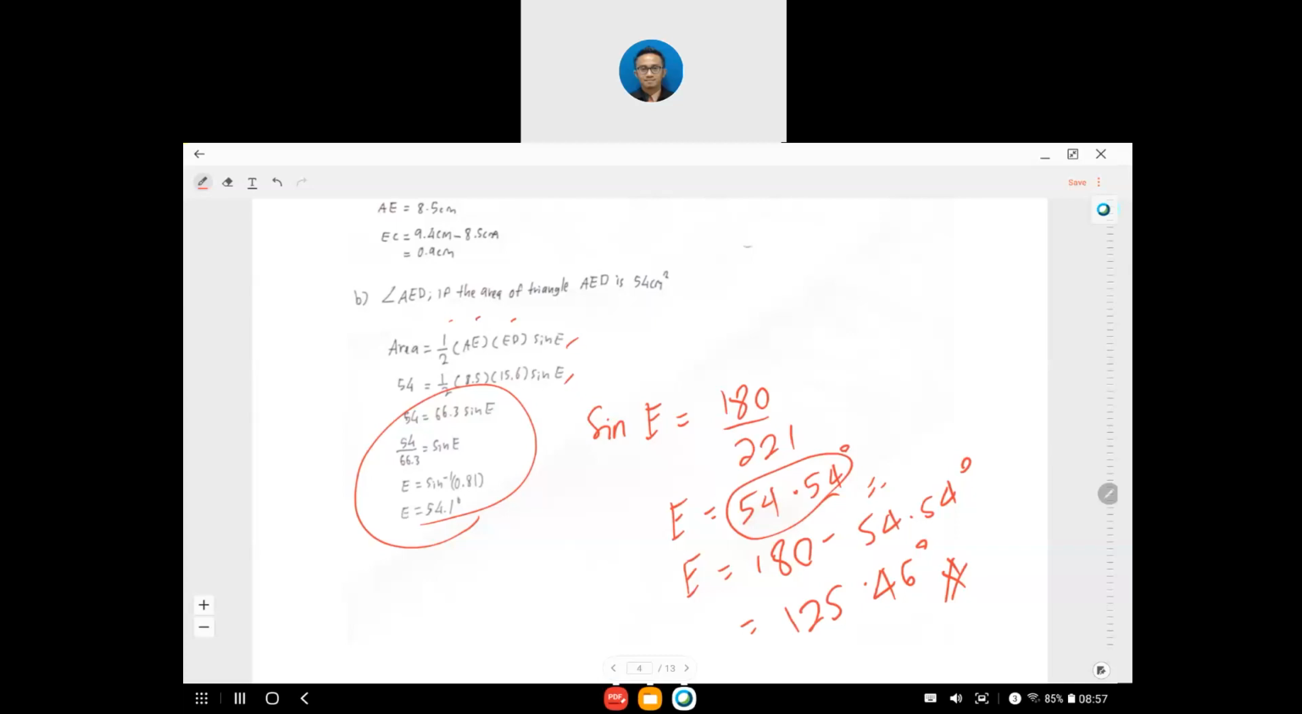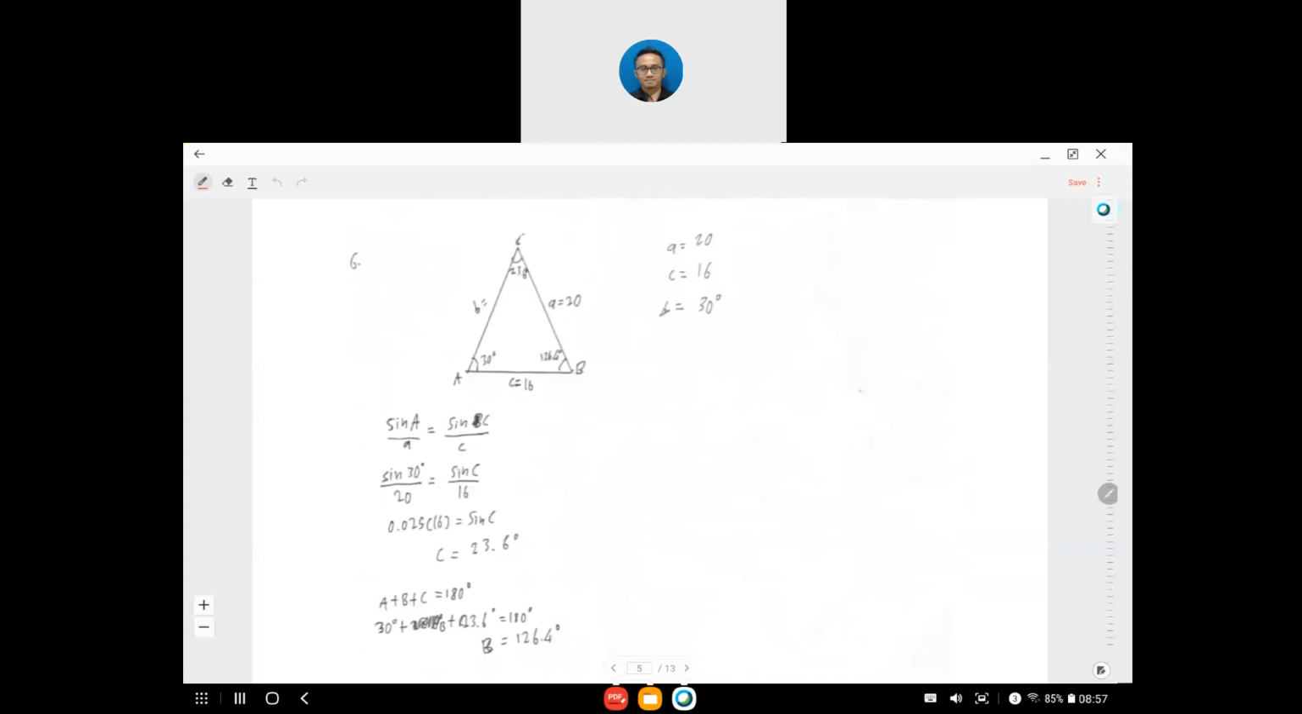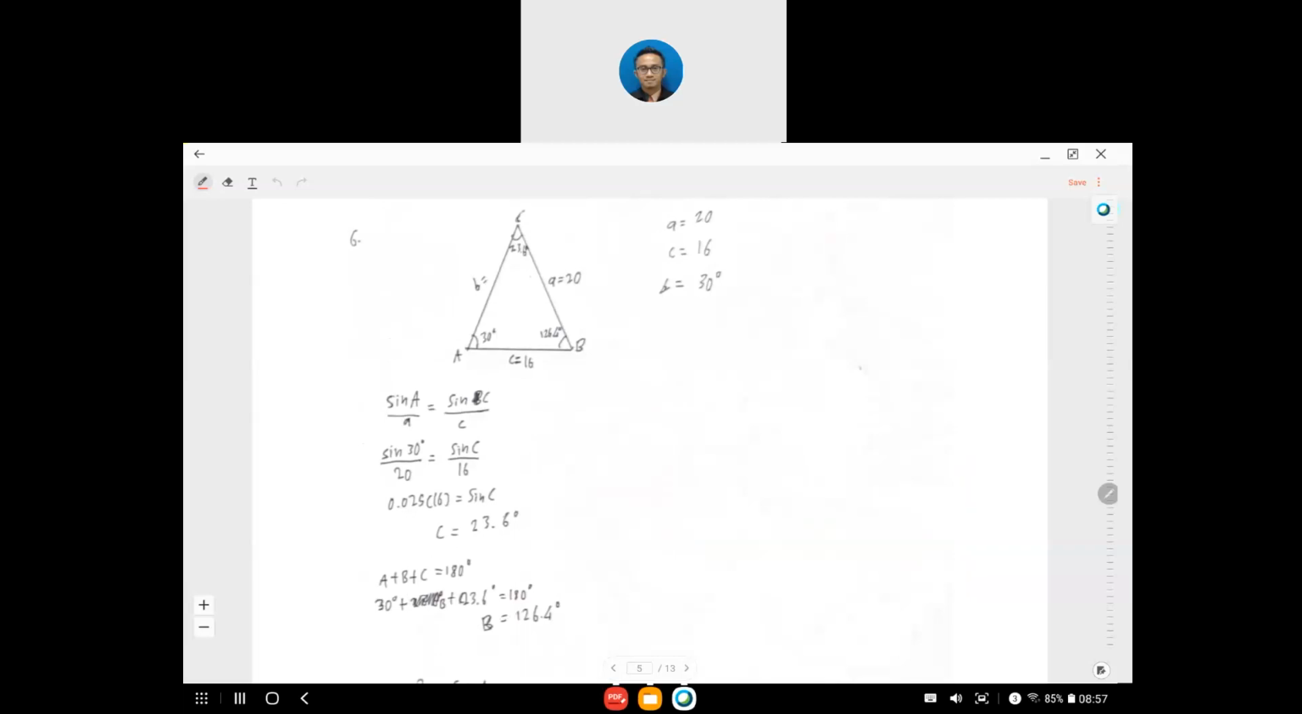Okay, now look at question C. Question 6. Okay. In triangle ABC, a equals 20, c equals 16, and then angle A equals 30. How many distinct triangles can be drawn given this measurement? Explain why, then solve the triangles. Okay.